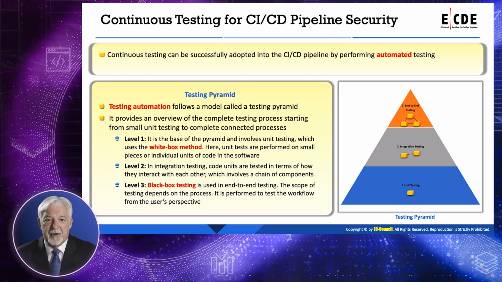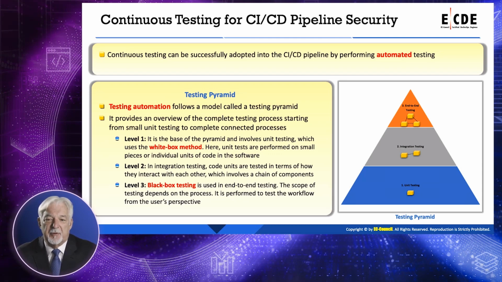We have a testing pyramid that the testing automation follows along with as we implement it. It provides an overview of the complete testing process, starting from the small unit testing to a complete connected process. The first is level 1. This is the base of the pyramid and involves unit testing, which uses the white box method.